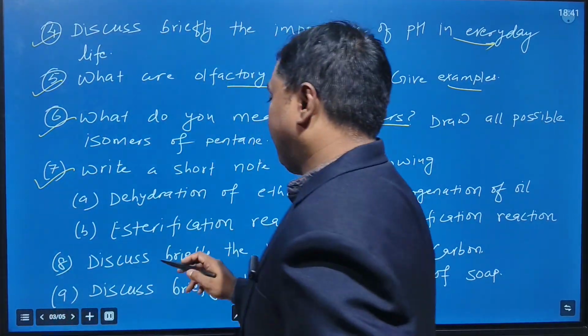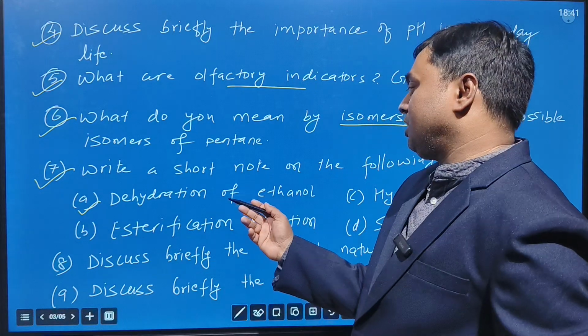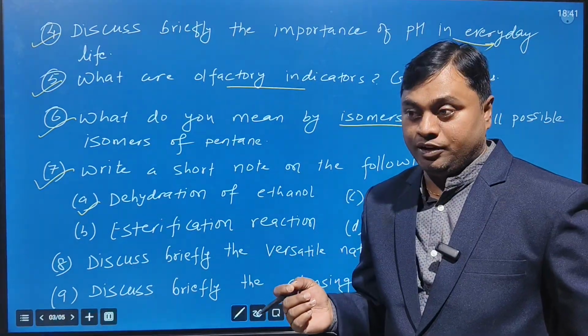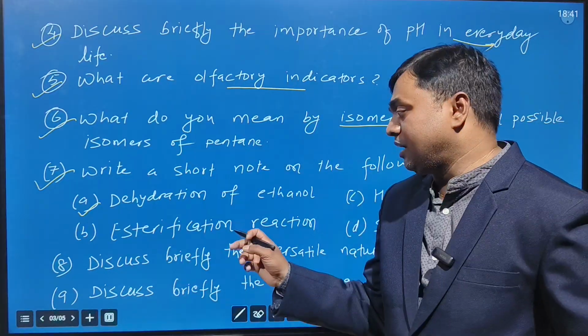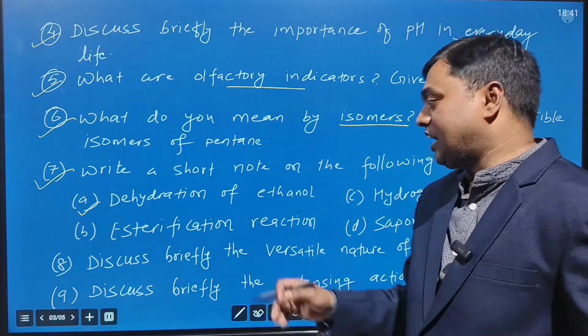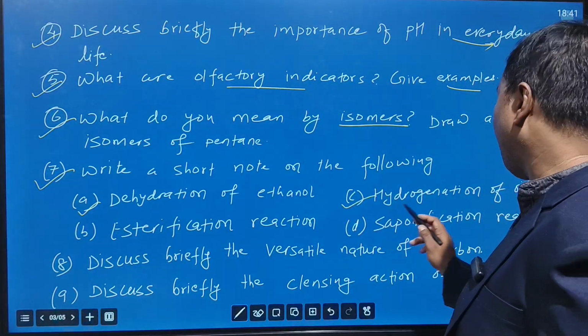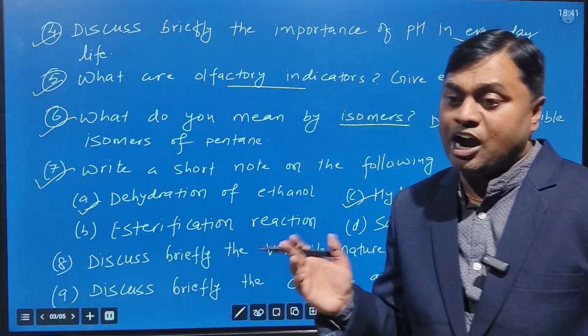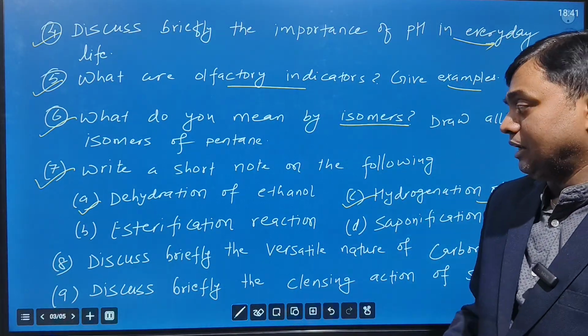Write a short note on the following. Dehydration reaction: whenever conc. H2SO4 is added to ethanol at 443 Kelvin, ethanol changes to ethene and H2O is lost. That is a dehydration reaction. Hydrogenation of vegetable oil: when vegetable oil changes into vanaspati ghee, hydrogen is added in the presence of nickel.